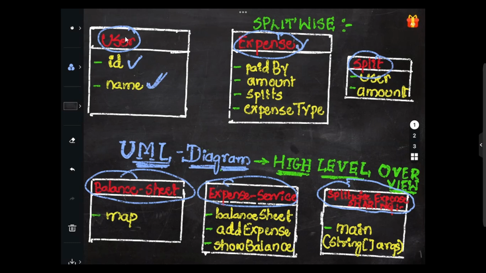Let's come to the Expense class here, the second among the core classes. This was the first one, User. The second one is Expense.